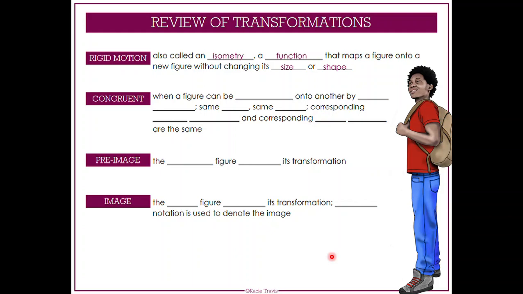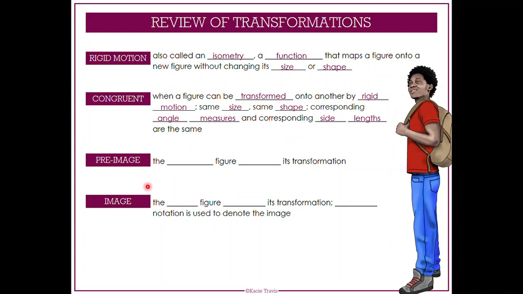Now, we've dealt with congruent before, so let's just rehash this. So congruent is when a figure can be transformed onto another by rigid motion. This has the same size, same shape. The corresponding angle measures and corresponding side lengths are the same. So this means that we are dealing with the same shape if we transform it using a rigid motion.